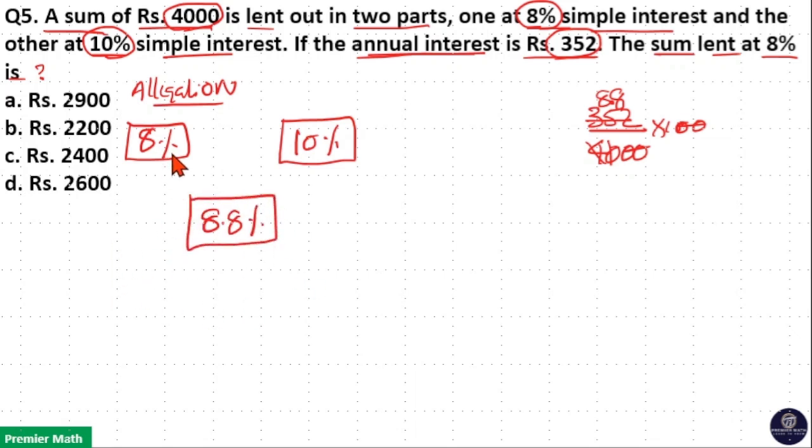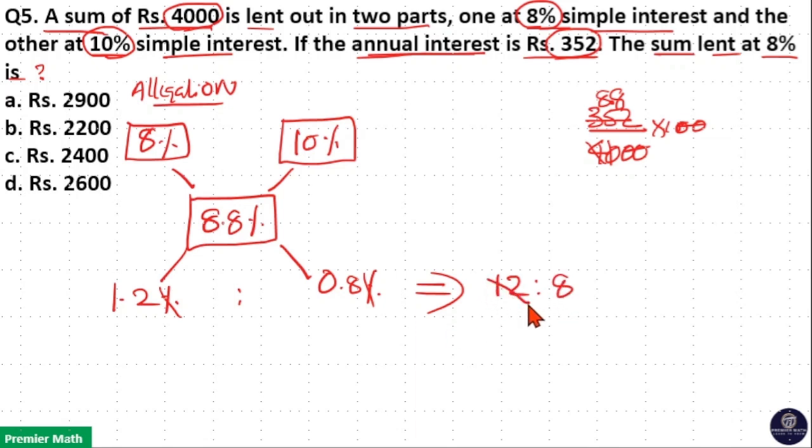Now, this 8% and 10% constitute this 8.8%. Now, take the difference between 8 and 8.8%, which is equal to 0.8%. Now, take the difference between 10 and 8.8%, which is equal to 1.2%. This is the ratio of money lent at 8% and 10% respectively. Percentage cancel, point and point cancel, remaining is 12 is to 8. Now, 4 goes 3 times in 12, 4 goes 2 times in 8. That means 3 is to 2 is the ratio of sum of money lent at 8% and 10% respectively.